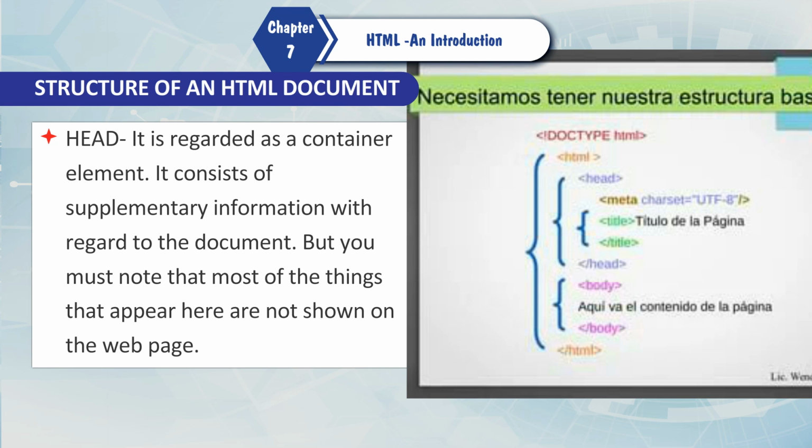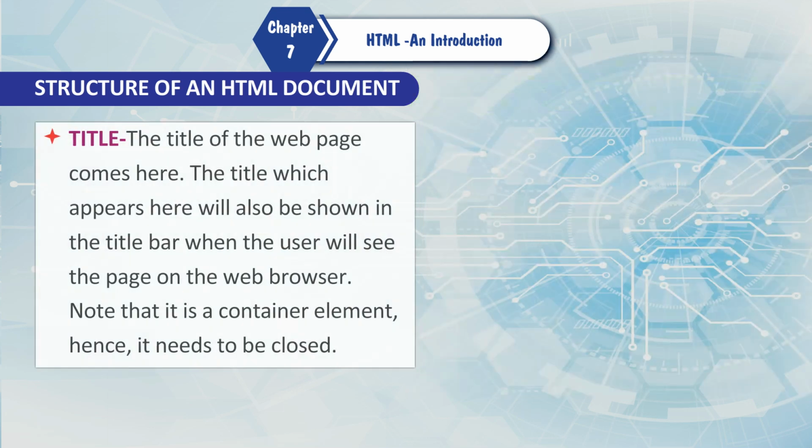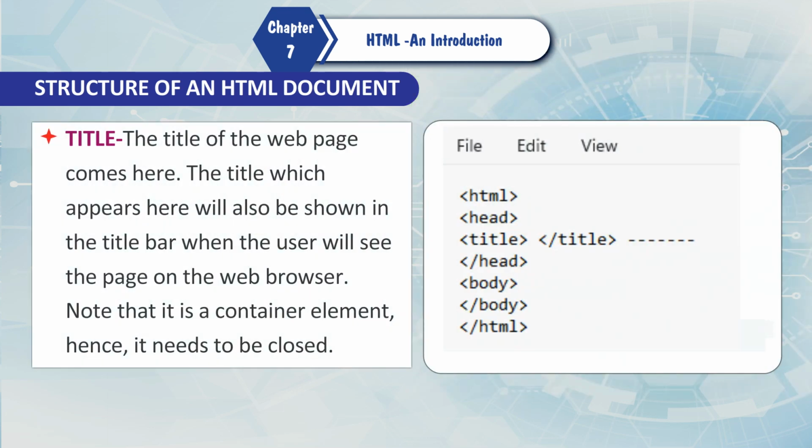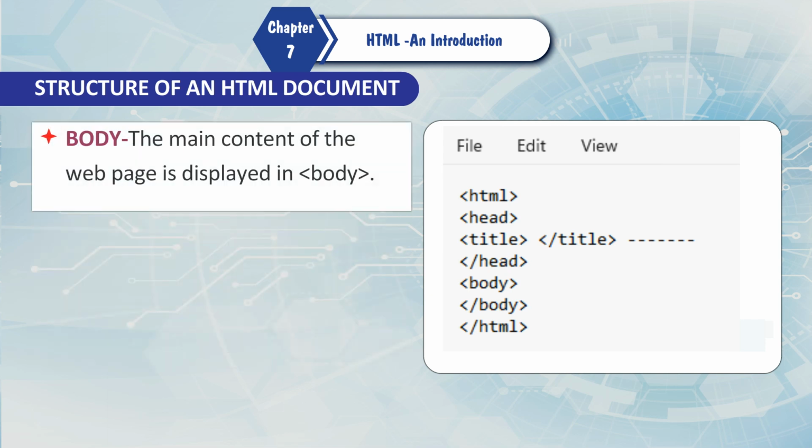Head. It is regarded as a container element. It consists of supplementary information with regard to the document. But you must note that most of the things that appear here are not shown on the web page. Title. The title of the web page comes here. The title which appears here will also be shown in the title bar when the user sees the page on the web browser. Note that it is a container element, hence it needs to be closed. Body. The main content of the web page is displayed in <body>.